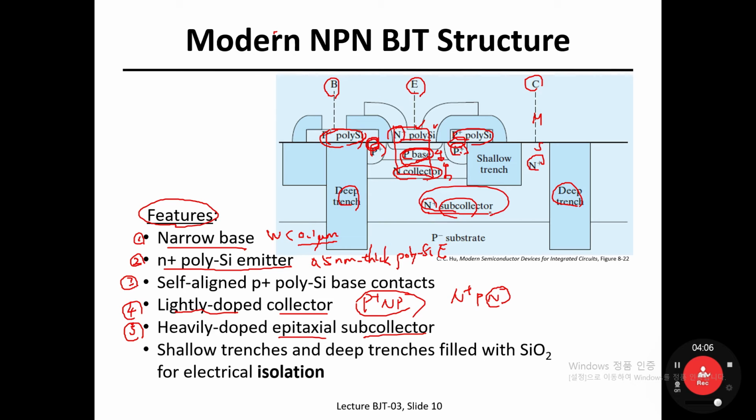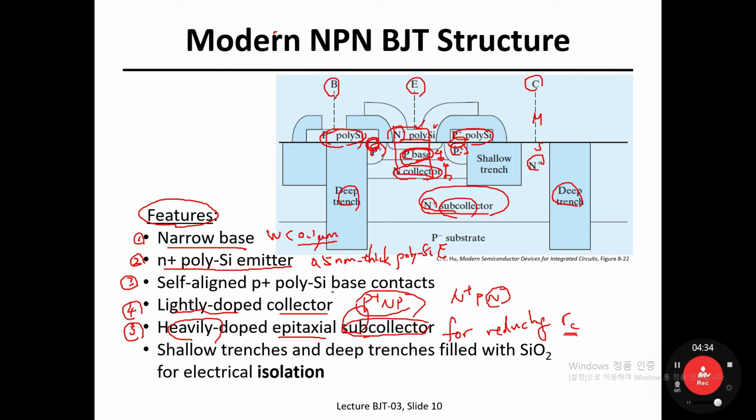Number five is that an architecturally grown sub-collector, which is heavily doped, is required. So why is this heavily doped sub-collector necessary? The sub-collector is positioned below the N-type collector, and its doping concentration is very heavy. Why is that? For reducing R sub C. I mean the collector resistance value itself should be minimized.